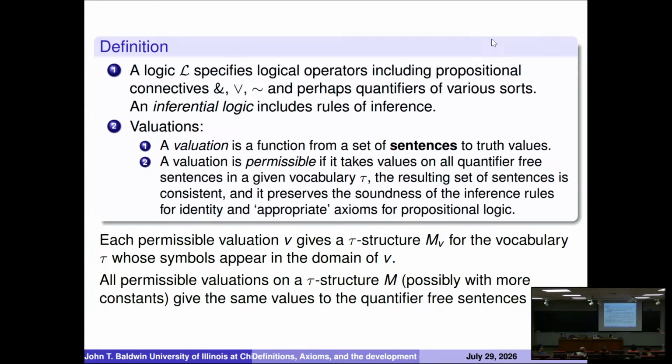So the point is that by defining this notion of permissible, I have given a way to construct a structure in the model-theoretic sense. And so by restricting to permissible valuations, I've got just two ways of describing the notion of structure.